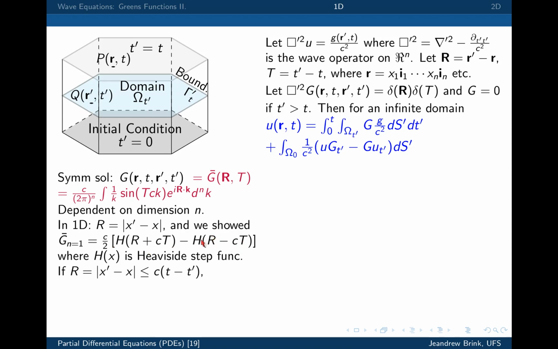If both quantities in this thing are negative, if both quantities are positive, it evaluates to 0. If one is positive and the other one is 0, it evaluates to 1. Okay, so that's what it is. And what happens is, if you have r, which is just the difference between the two coordinates, so the absolute value of x prime minus x is less than t minus t prime, then you have that it is 1. Okay, so this statement is equivalent to this one.